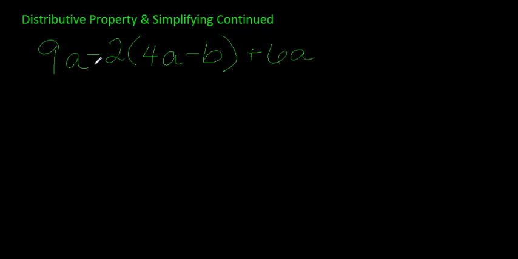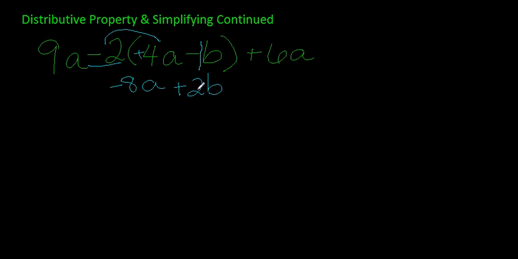So when you are distributing this, you have to think of -2 times each of the terms inside. -2 times a positive 4a would give me a -8a. But a -2 times a -b, and if you remember, if there is no number, then it's 1. It's a horrible 1, but that's a 1. So a -2 times a -1b actually gives me a positive 2b.